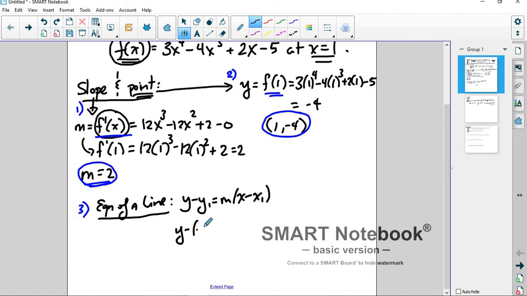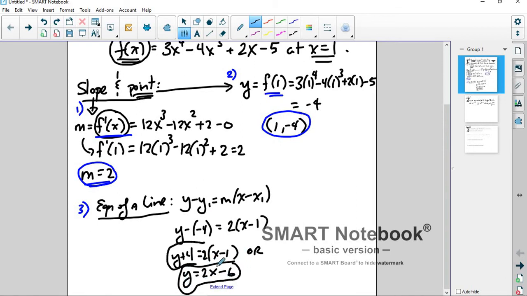And so we get y minus negative 4 equals 2 times x minus 1. And so you can either leave it like this, y plus 4 equals 2 times x minus 1, or you can solve it for y, distribute the 2, and get 2x minus 2 minus 4, which is 2x minus 6. Okay, so I'll take this equation and I'll take this equation. Either one, point slope form or y-intercept form. I'm good with either form, and that's the solution.